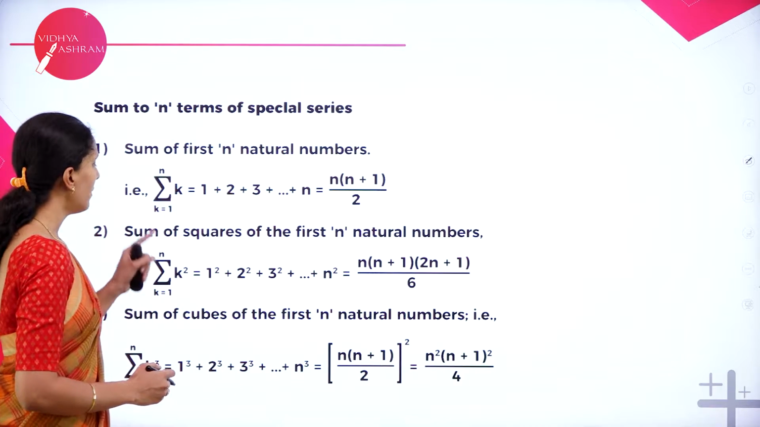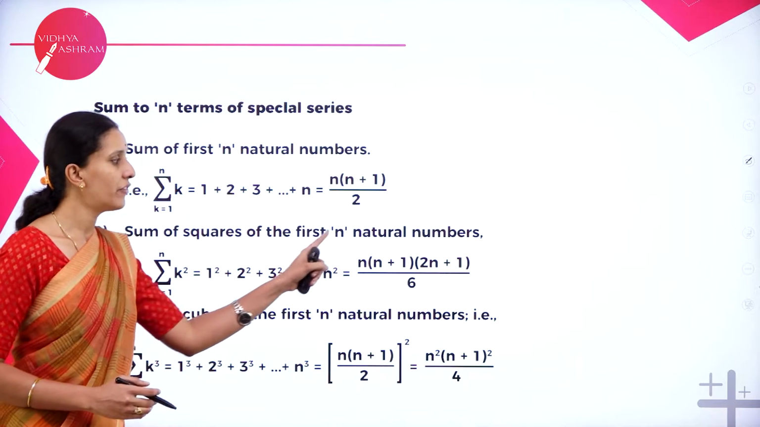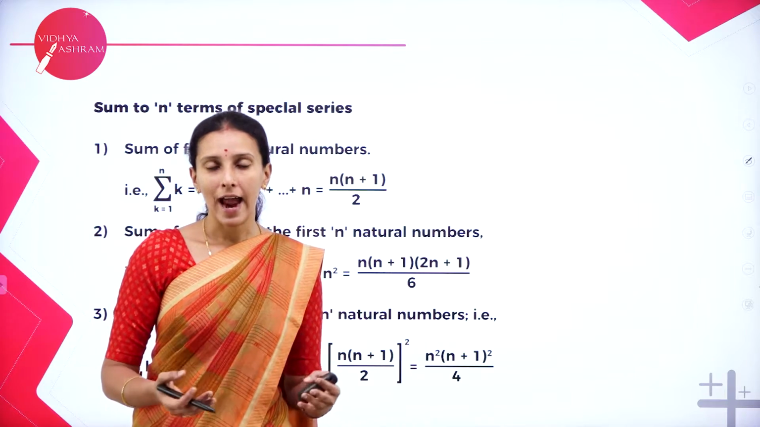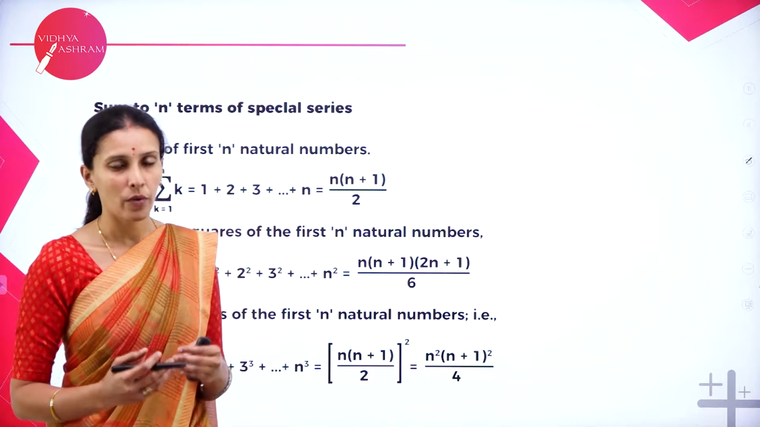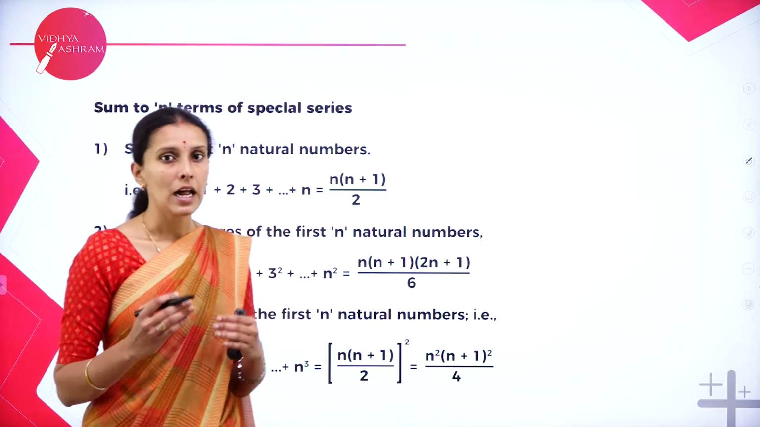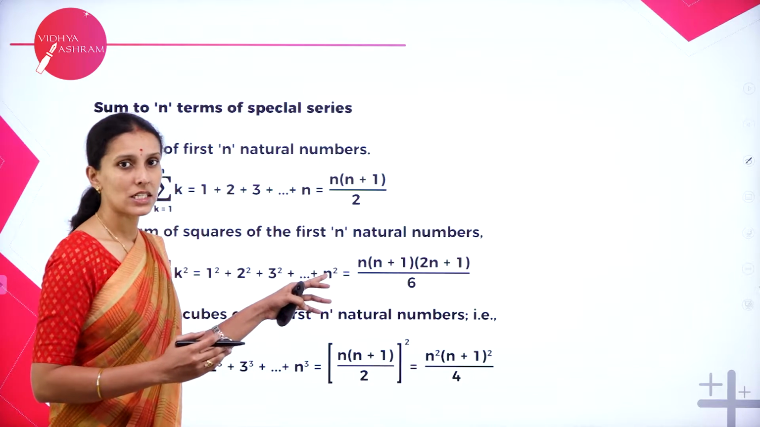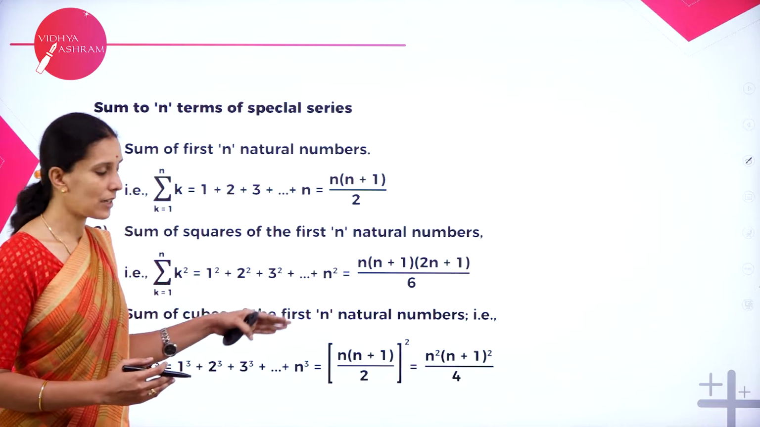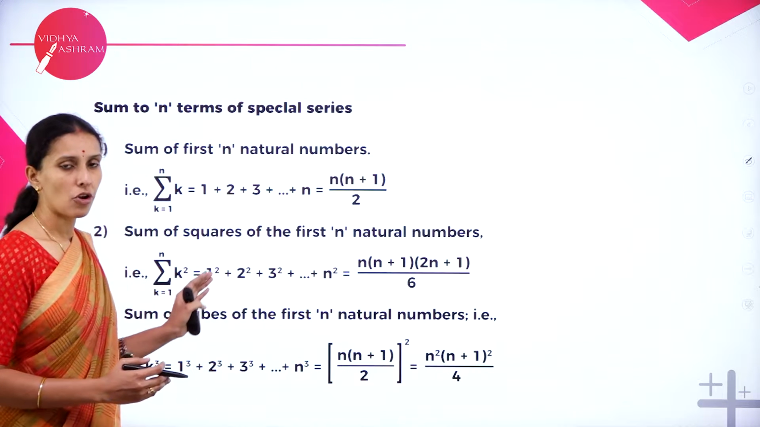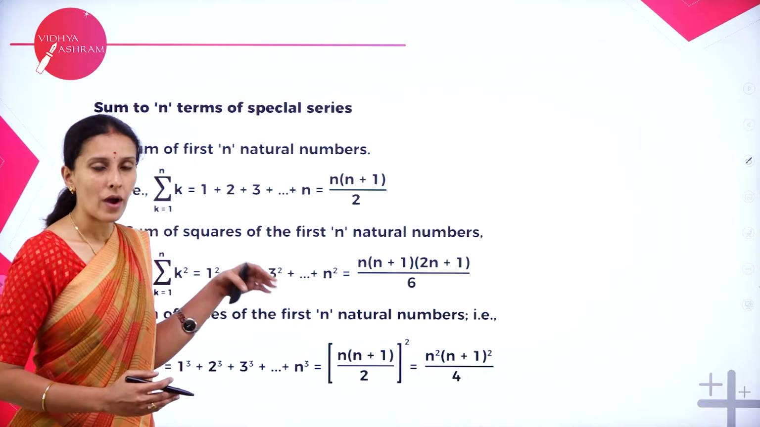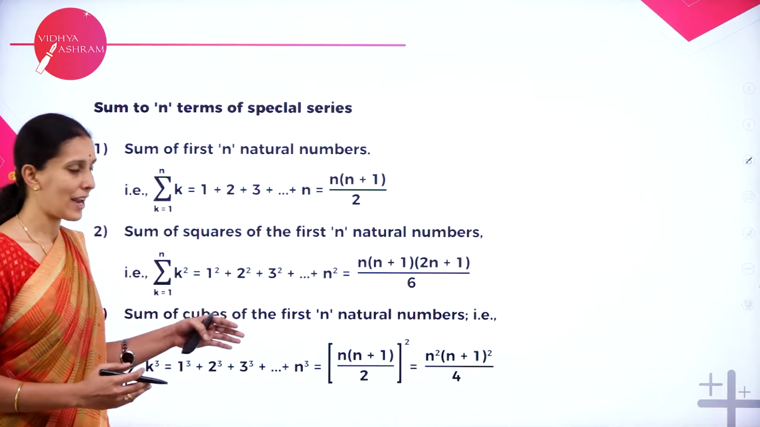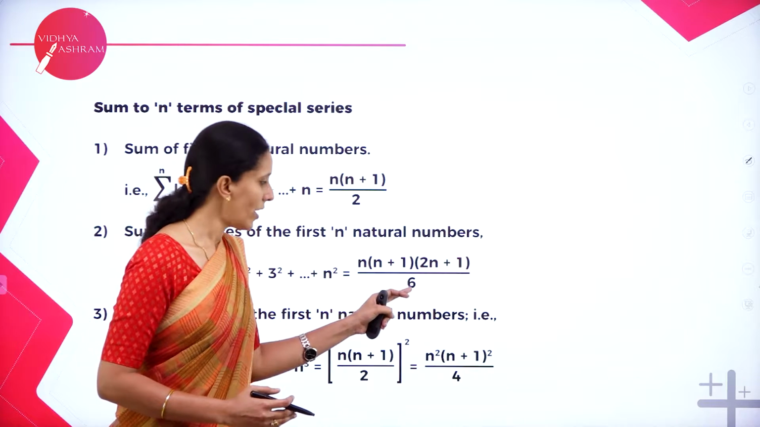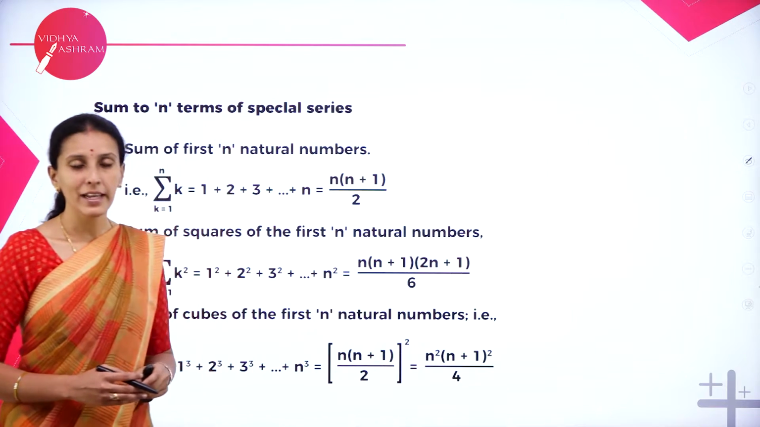The next one we have is the sum of squares of the first n natural numbers. So you have the first n natural numbers, square them, add them. 1 square plus 2 square plus 3 square etc. until the last term, that is n square. So we have already generated the formula using the nth term. So what is the formula for the summation of squares? When you add the squares of all n natural numbers, it is given by the formula n into n plus 1, 2n plus 1 divided by 6.